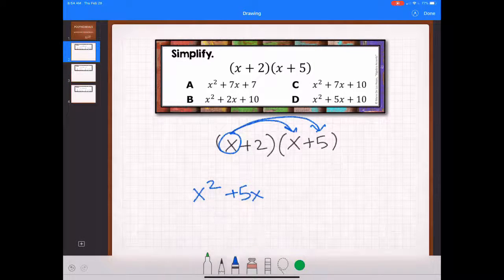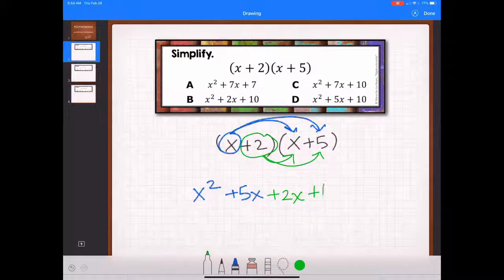Now you have to distribute this second part. So the positive 2. The positive 2 times x gives you positive 2x. And the positive 2 times positive 5 gives you positive 10.